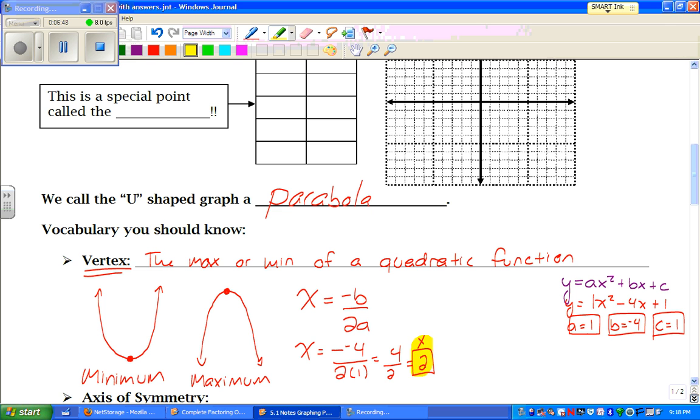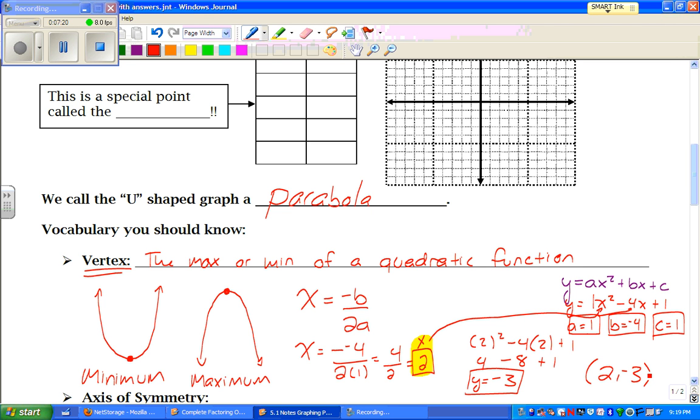We're going to take this value 2, and plug it into my x values to find my y. So x squared becomes 2 squared, minus 4x becomes minus 4 times 2, plus 1. 2 squared is 4. Negative 4 times 2 is negative 8, plus 1. And when I combine all these, I get negative 3.